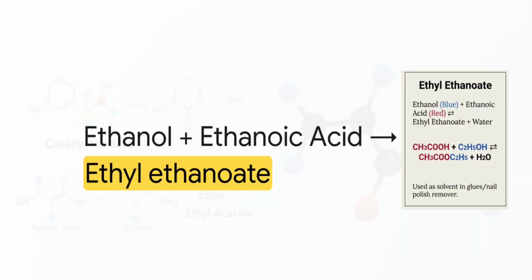Our alcohol was ethanol, so that becomes the first part of the name, ethyl. Our acid was ethanoic acid, so that becomes the second part, ethanoate. Just put it together, ethyl ethanoate. See? It's a simple and super reliable system once you get the hang of it.